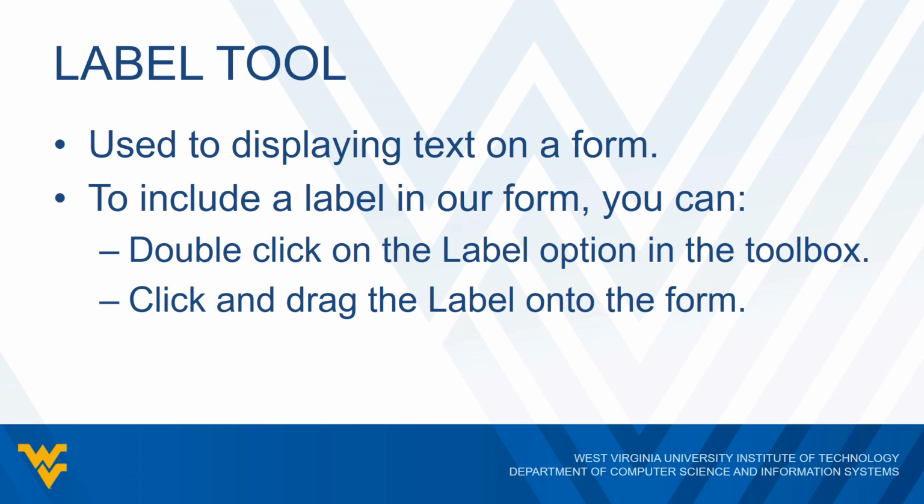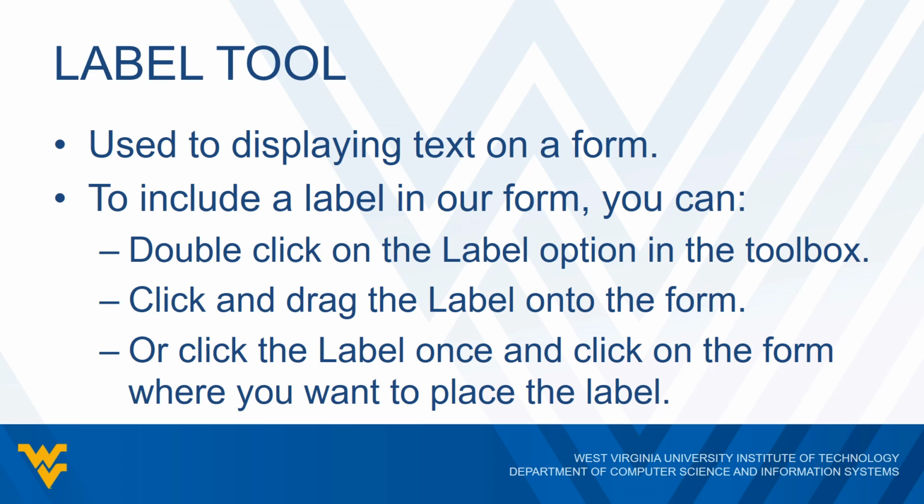Another way is we can click on that option in the toolbox and drag it onto the form, and that way it appears initially wherever we let go of the mouse. A third option is we can click on the label once, then go to the form and click again, and wherever we click on the form is where that label will appear. Now, I do want to mention that whenever we place the label on the form, we can move it around wherever we want. This is just to show that we have a couple of ways to add the label to the form, whatever you're comfortable with.